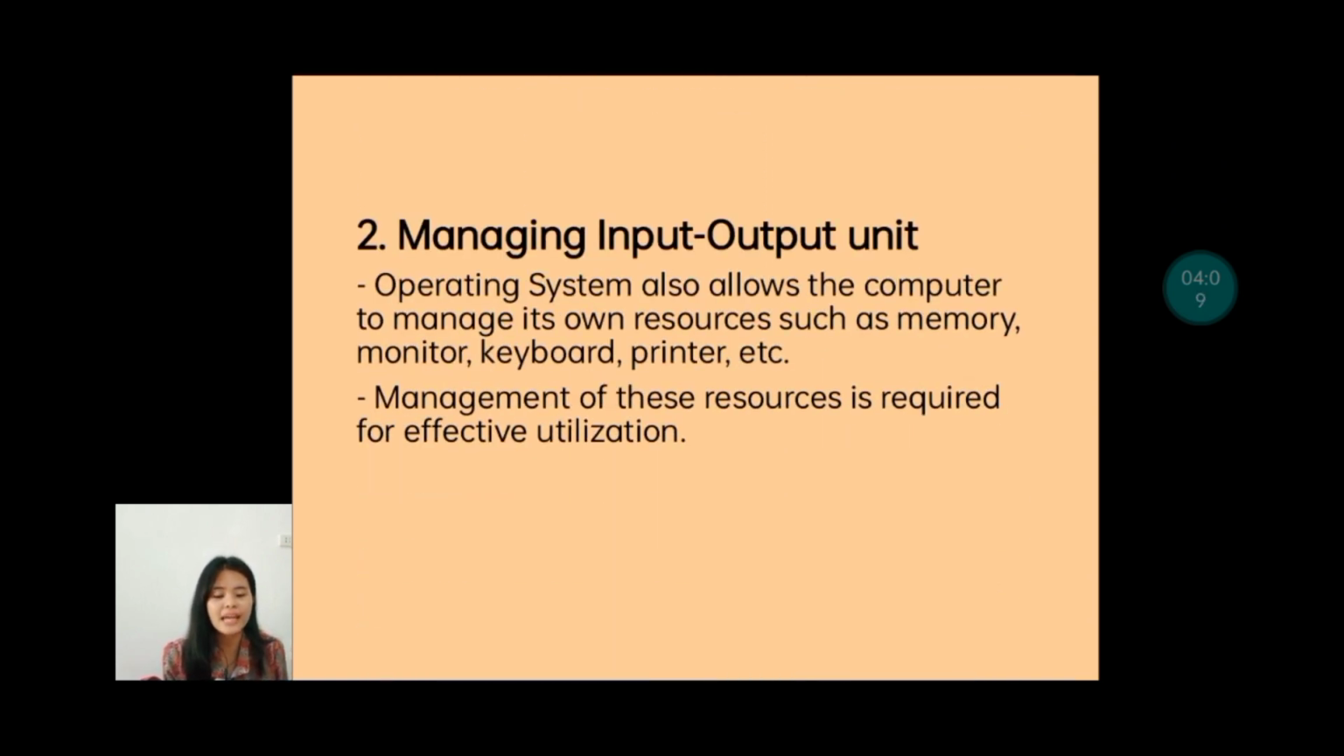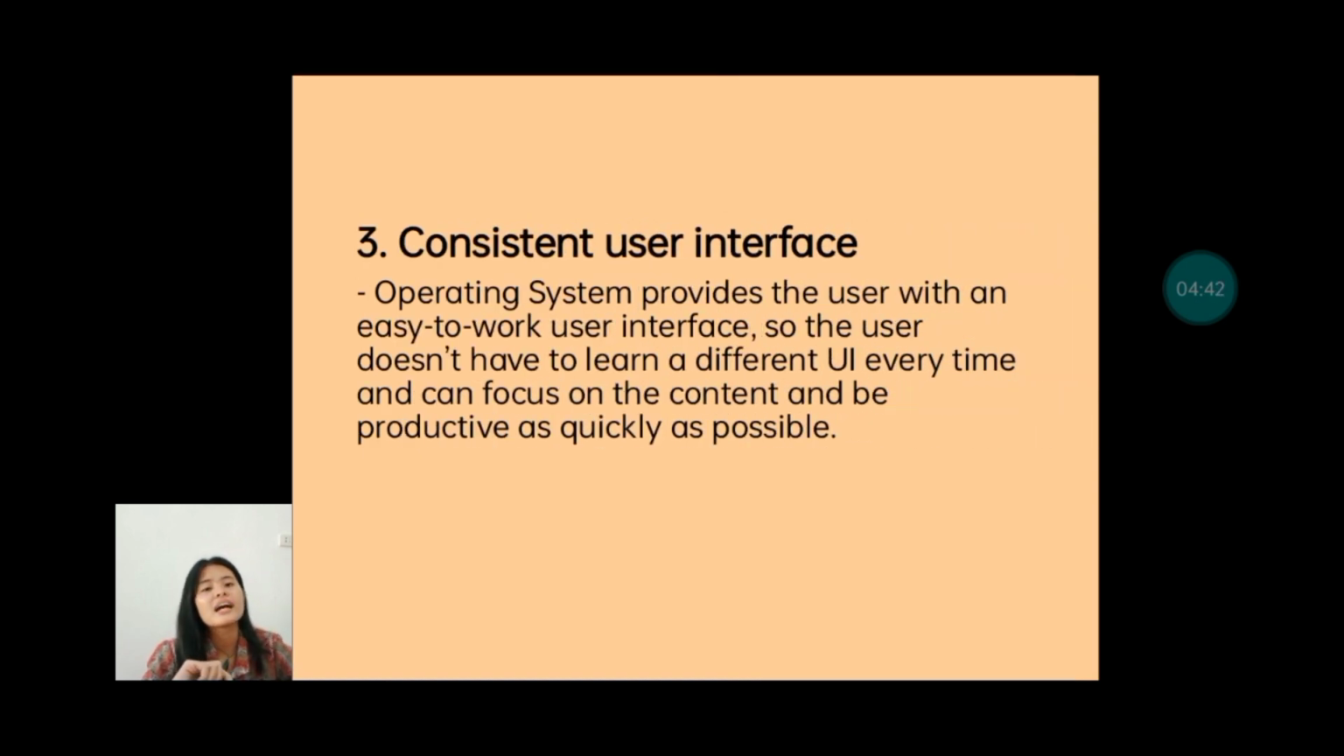Second, managing input and output units. The operating system also allows the computer to manage its own resources such as memory, monitor, keyboard, printer, etc. Management of these resources is required for effective utilization. The operating system controls the various system input-output resources and allocates them to the users or programs as per their requirements.